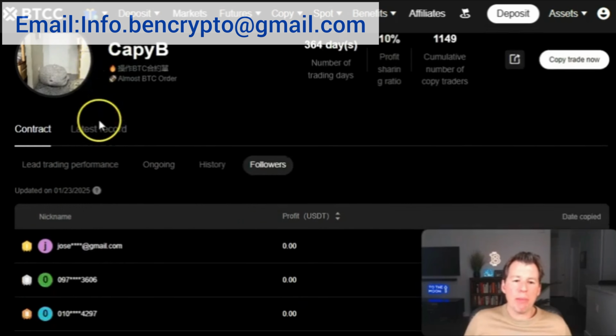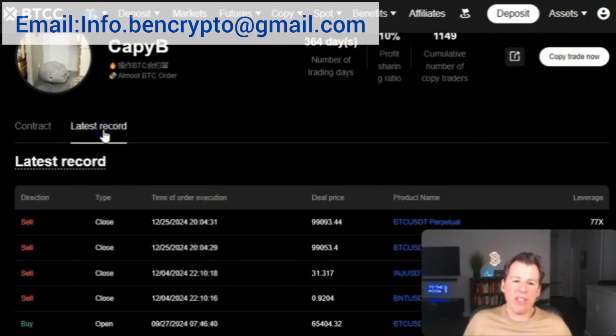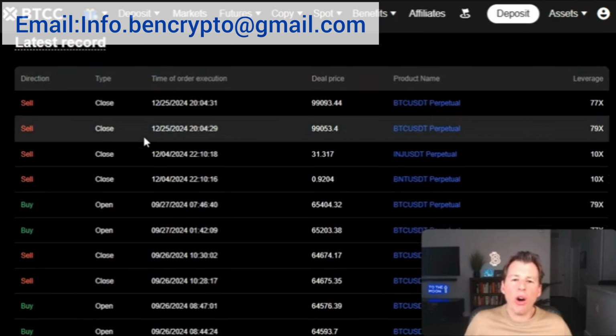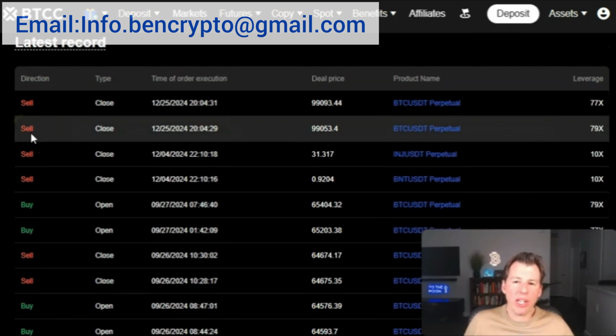Now, let's go back to Cappy B's profile. Check out some of these other tabs here. So you have contract at the left, latest record. Let's click on latest record. This shows me all of Cappy B's recent trades. Now remember, copy trading is futures, not spot. So when you buy in the futures market, you are opening up either a long or short position. When you sell on the futures market, you are closing out either a long or short position.